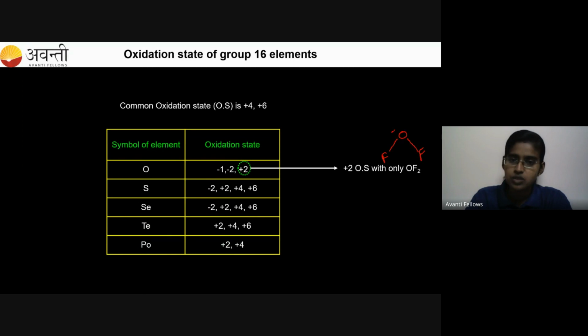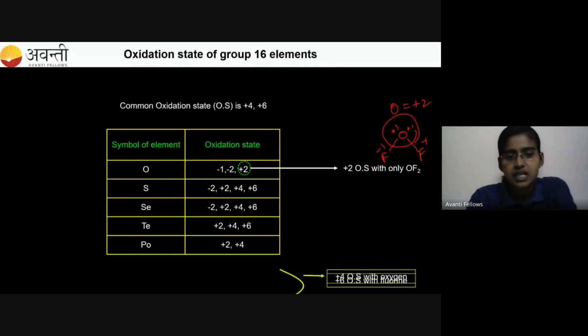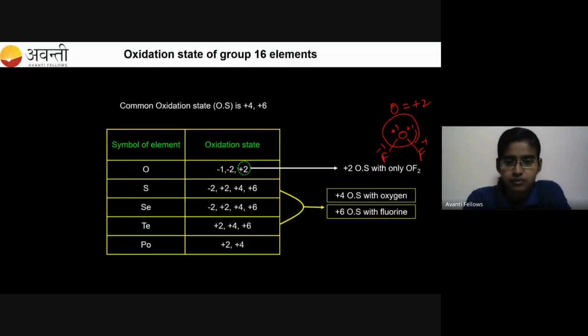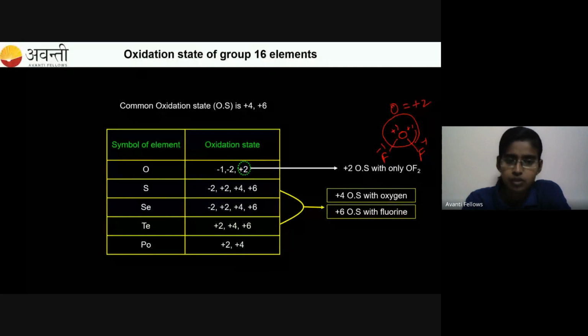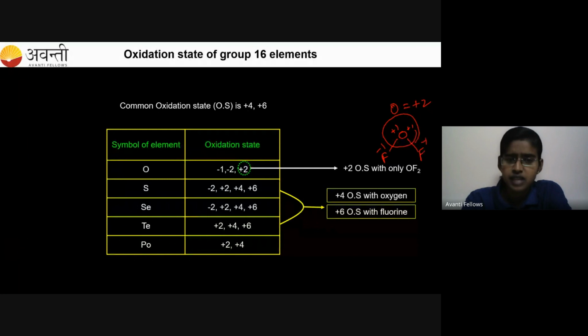So here it loses 1 electron, and with respect to this bond, oxygen loses 1 more electron. So here, if you can see, the oxidation state will be +2. Okay. And +4 oxidation state with oxygen and +6 oxidation state with fluorine. So when sulfur, selenium, and tellurium are forming the bond with oxygen, they form the +4 state, and if they are forming the bond with fluorine, they can have oxidation state up to +6.